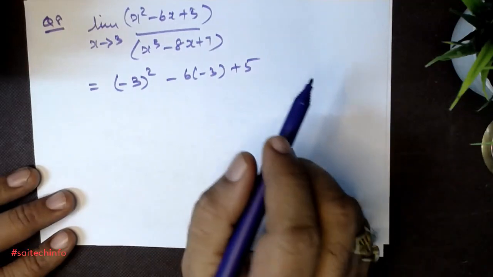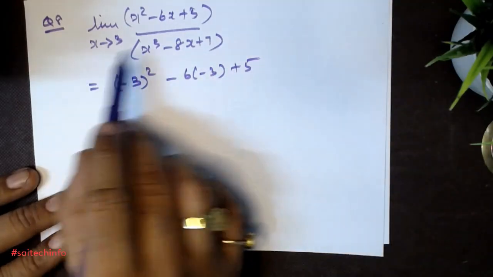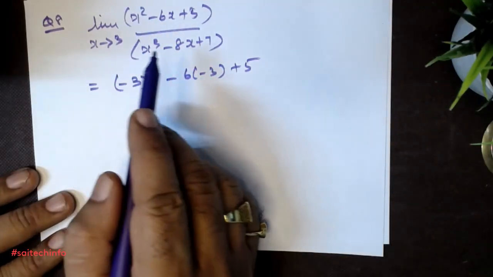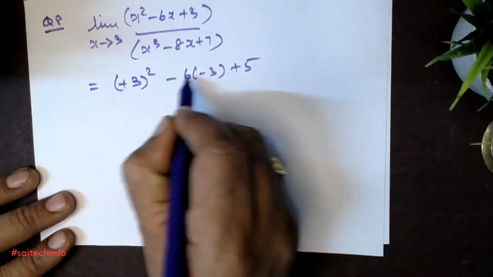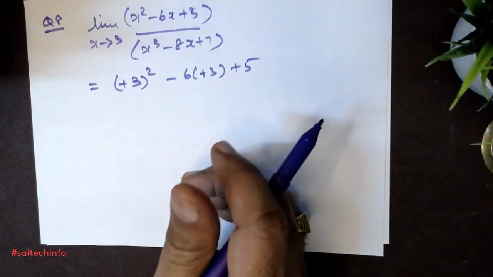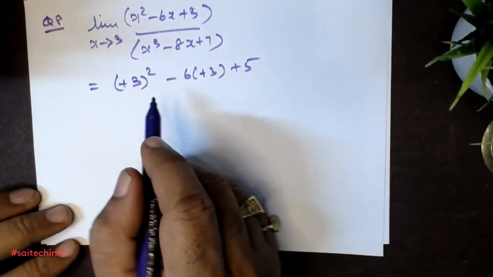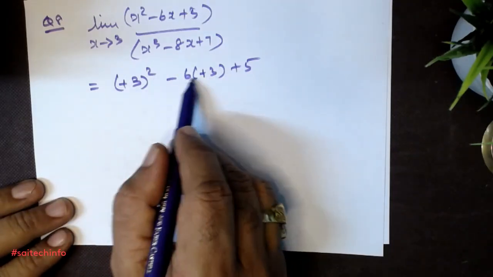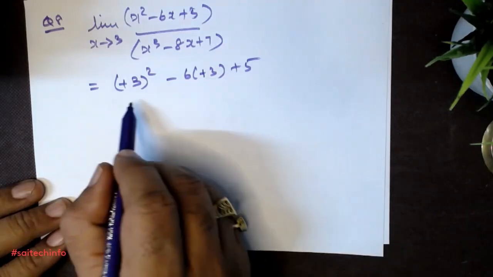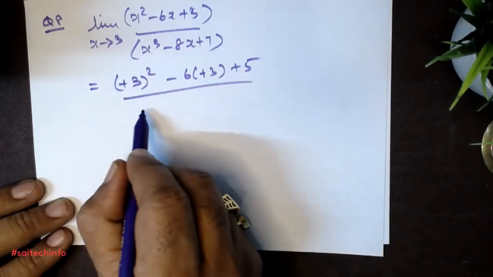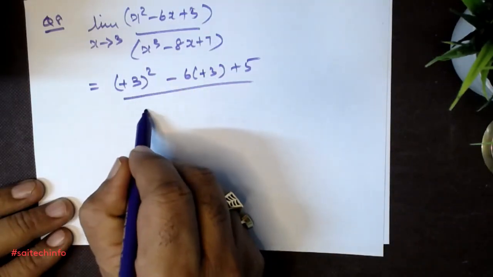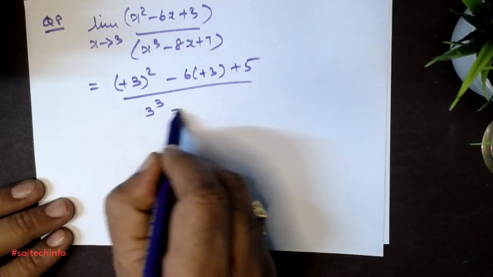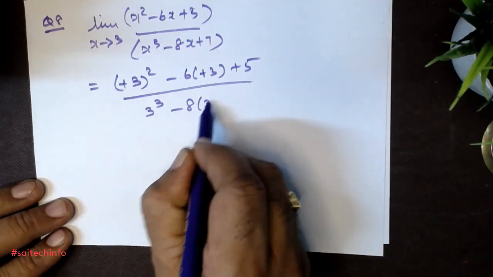x tends to 3, so plus 3. So 3 whole squared minus 6 into 3, then plus 5, whole divided by, again, 3 cube minus 8 into 3 plus 7.